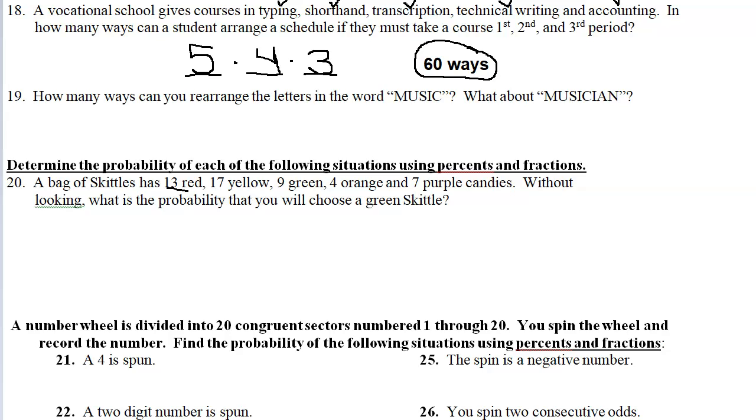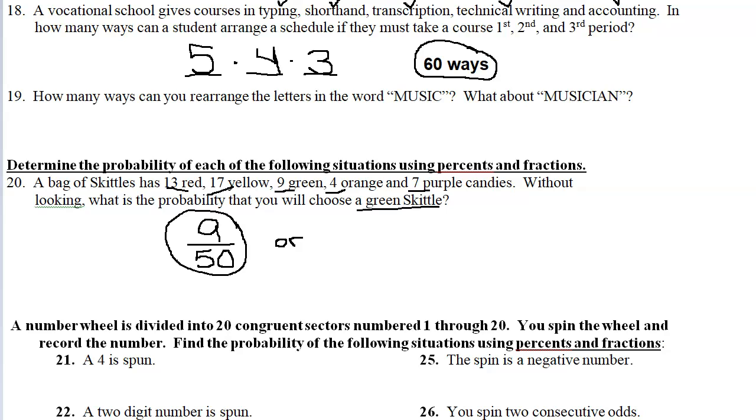Well, you've got 13 and 17, which is 30, plus 9 is 39, plus 4 is 43, plus 7 is 50. And then out of the 50 Skittles in the bag, we want a green Skittle, so there is a 9 out of 50 chance that you will choose a green Skittle.